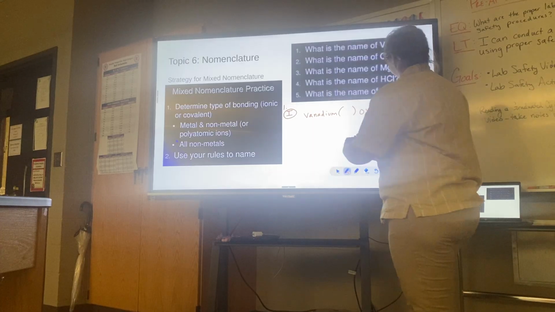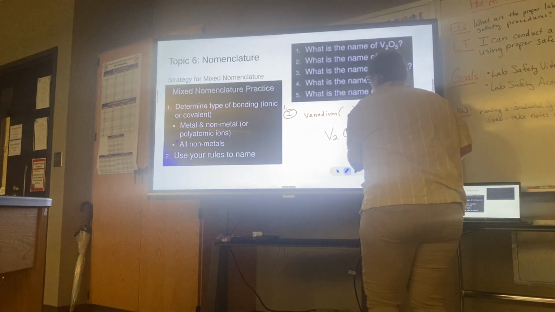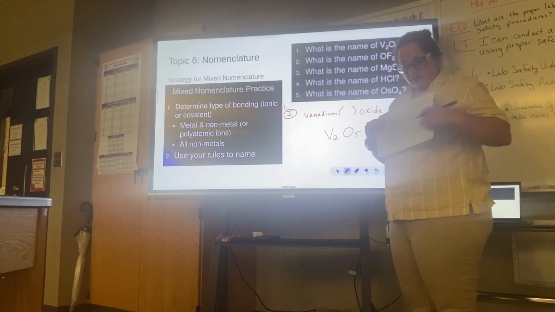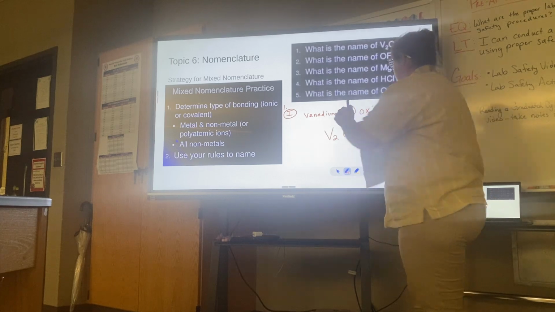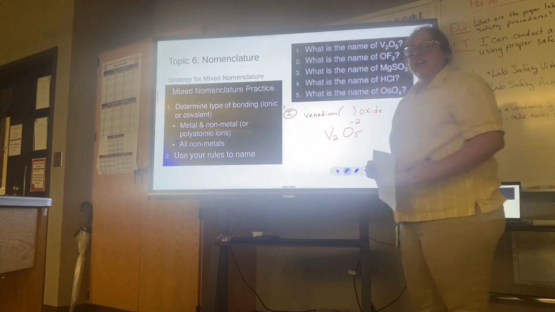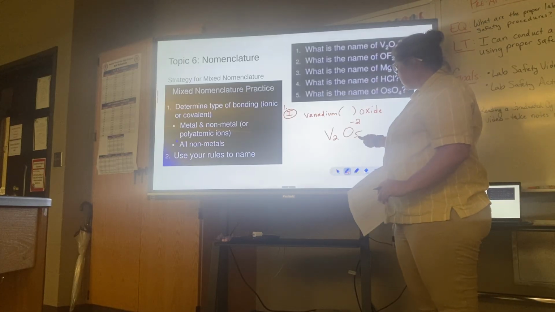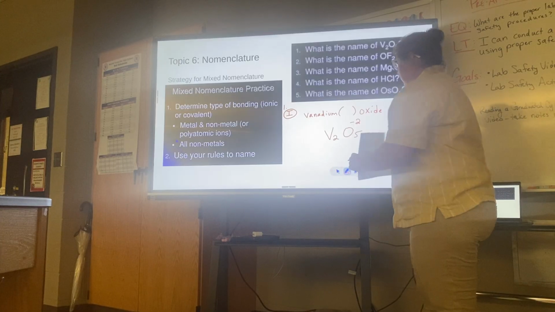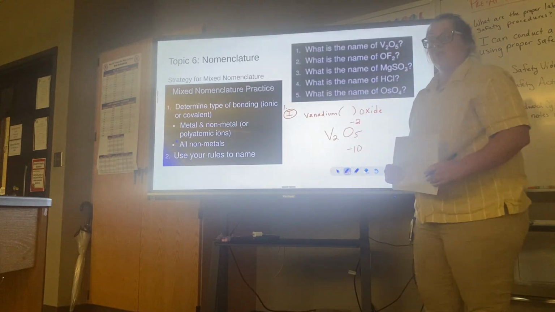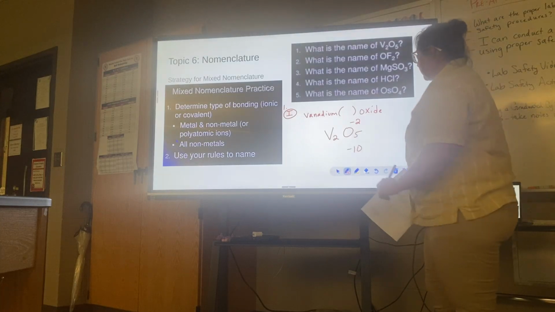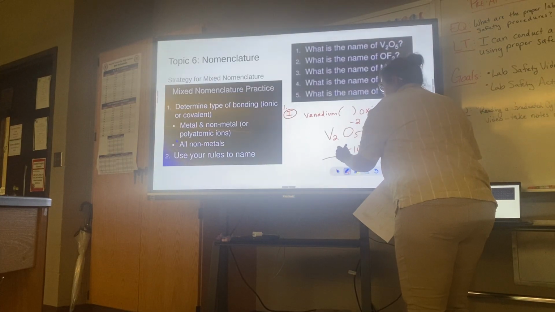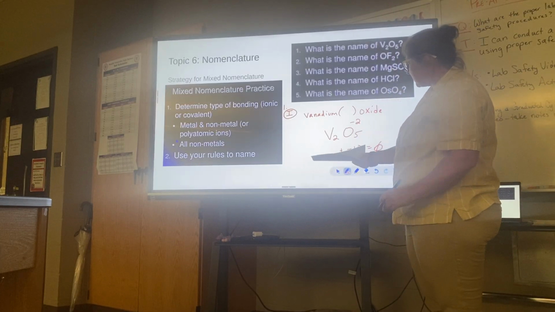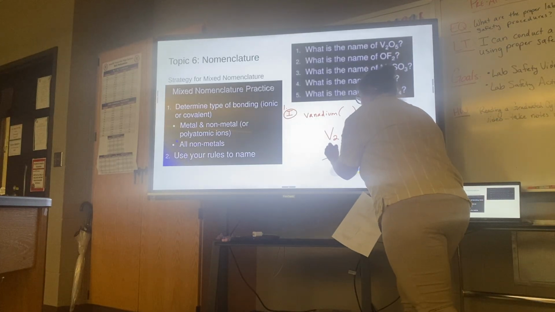So I go back here, V2O5, okay? What is oxygen's charge? Because of where it's at on the periodic table, it has a charge of -2. How many oxygens do I have total? -2 times 5 gives me -10 total. So what that means is that some number plus -10 has to equal 0. What is this number? It is +10.